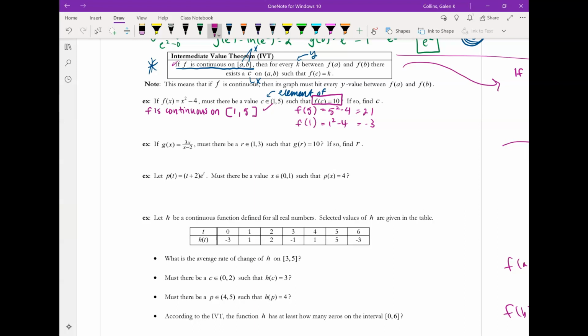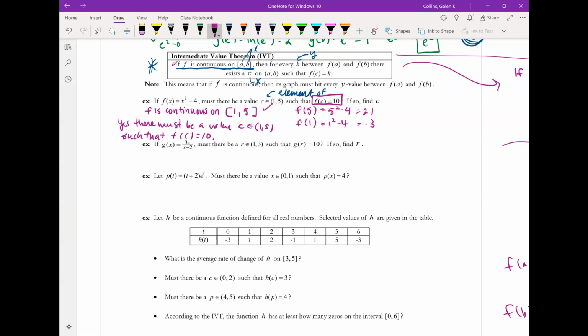So first, must there be some value? The answer to that question is yes. So yes, there is, or there must be a value c that's an element of the interval 1 to 5 such that f of c is 10. And I just end up copying that language a lot from the prompt.